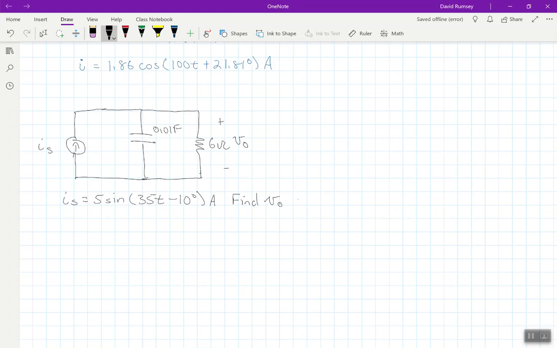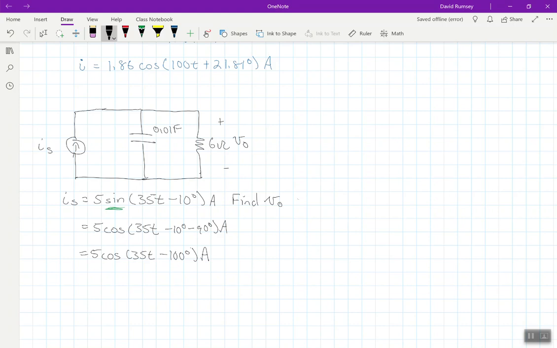Well, first off, just like we do with every one here, we need to transform this into phasor format. And so I should notice first here, notice again, you have to be careful. What am I given? I'm given a sine function. So I need to rewrite this first as 5 cosine of 35t minus 10 degrees minus 90 degrees amps, which is 5 cosine of 35t minus 100 degrees amps.